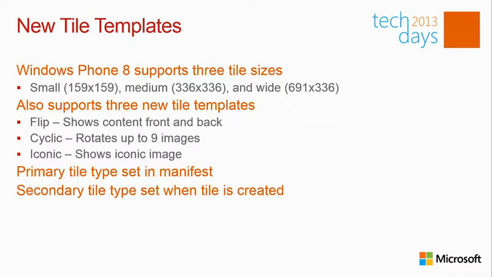and the iconic tile. The flip tile is one that basically lets you specify content back and front. Then the operating system periodically flips between the front content and the back content. They gave us some of this capability in Windows Phone 7.1, but they've made it a little bit richer here. 7.1 did not support the other two template types. Cyclic allows you to assign up to 9 images to the tile so that the OS can cycle between them periodically every few seconds. And Iconic is a new tile type that lets you show more information on a tile.